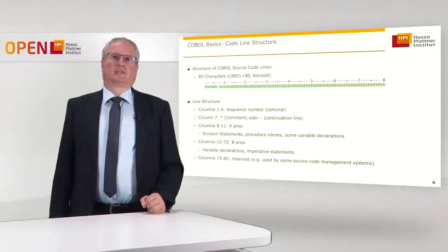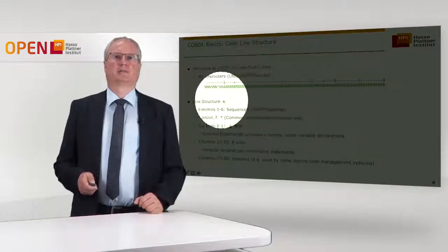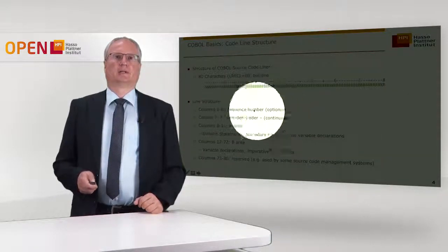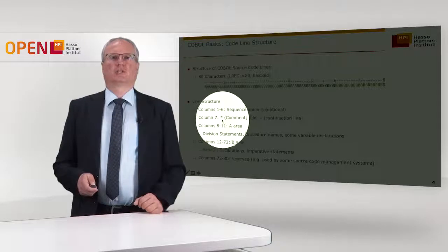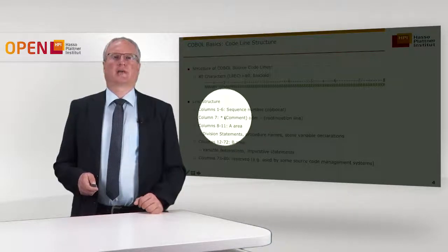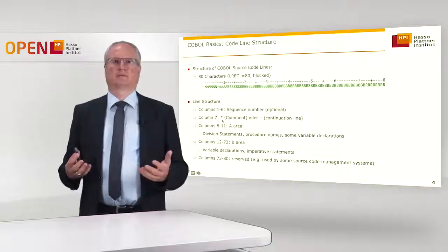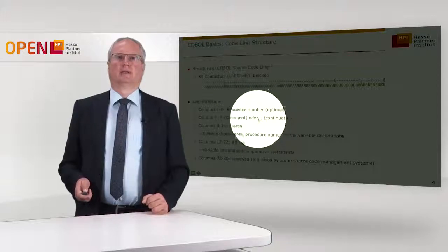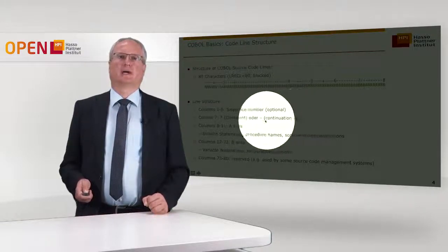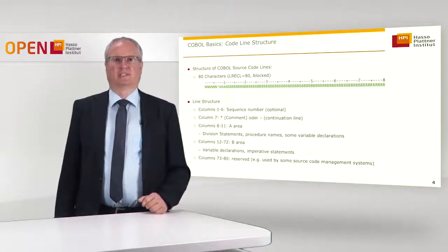The line structure is as follows. The first 6 columns are reserved or not used. They can be used to put in a sequence number, which is optional. Then there is column 7, you can see it here, which is a control column. This can either contain nothing, then it's a normal line of code. It can contain a star, which indicates that the rest of the line is a source code comment. And it can alternatively contain a minus sign, which indicates a continuation line. So a line starting with a minus sign in column 7 is a continuation of the previous line.